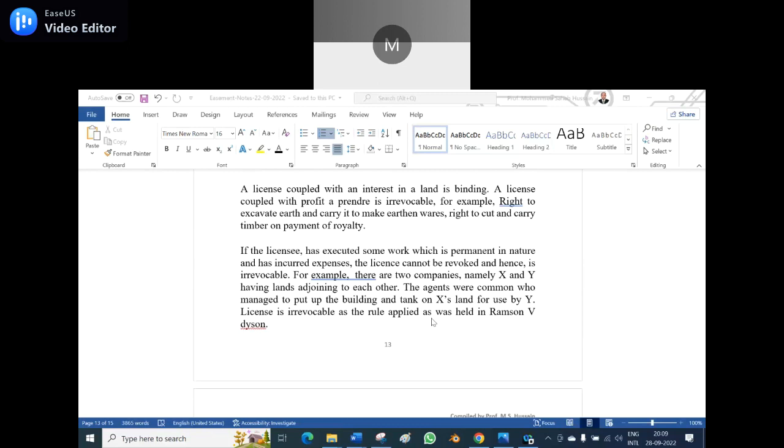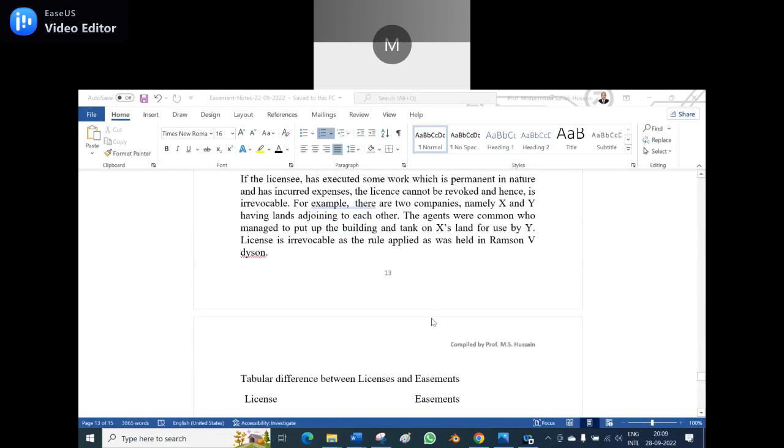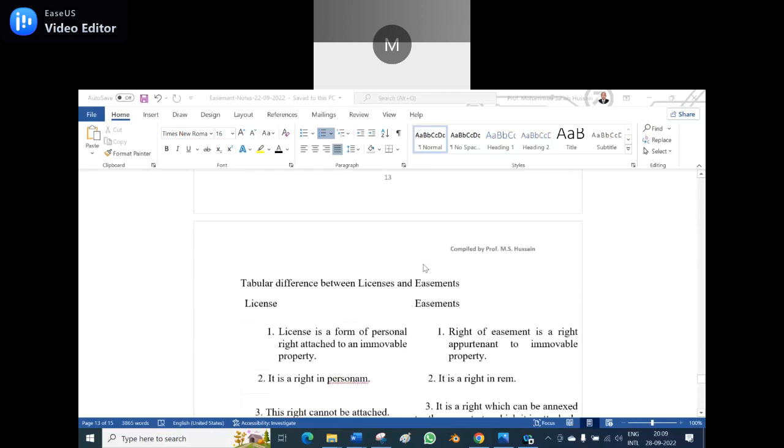It was held in Ramsden versus Dyson. Suppose Y company is using the water from the X land, it is a permanent form and it is irrevocable. And that is observed in the case law of Ramsden versus Dyson.